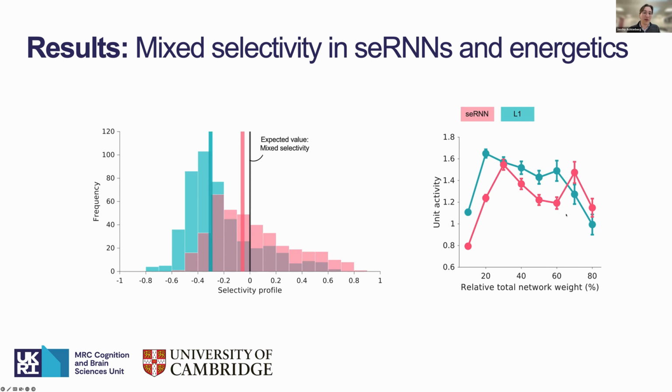And basically, if you look at the plot here, you should focus on everything which is 60 and below, because these are the actual regularized networks. The above here is a bit random. If you look at the actual regularized networks, you see that even when they're matched for the connection strength within the network, the seRNNs, quote unquote, use less energy. So they use fewer unit activations to implement this code.